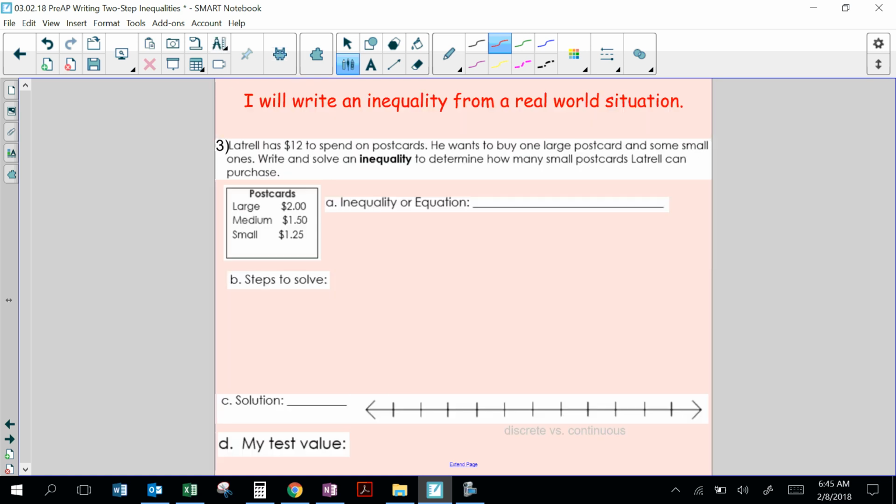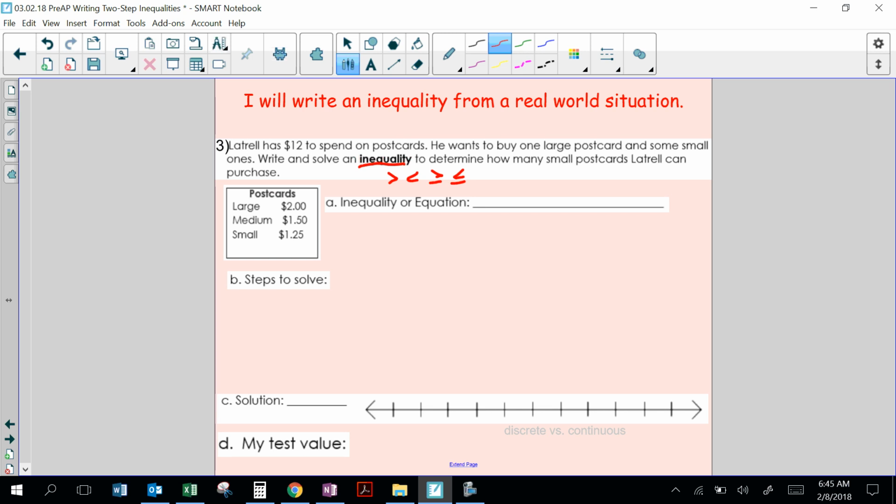Let's skip number 2. Let's go to number 3. Latrell has $12 to spend on postcards. He wants to buy one large postcard and some small ones. Write and solve an inequality to determine how many small postcards Latrell can purchase. It says inequality, so I know it's going to be greater than, less than, greater than or equal to, or less than or equal to. So he has $12 to spend. He wants to buy one large postcard and some small ones. Well, how many small ones does he buy?